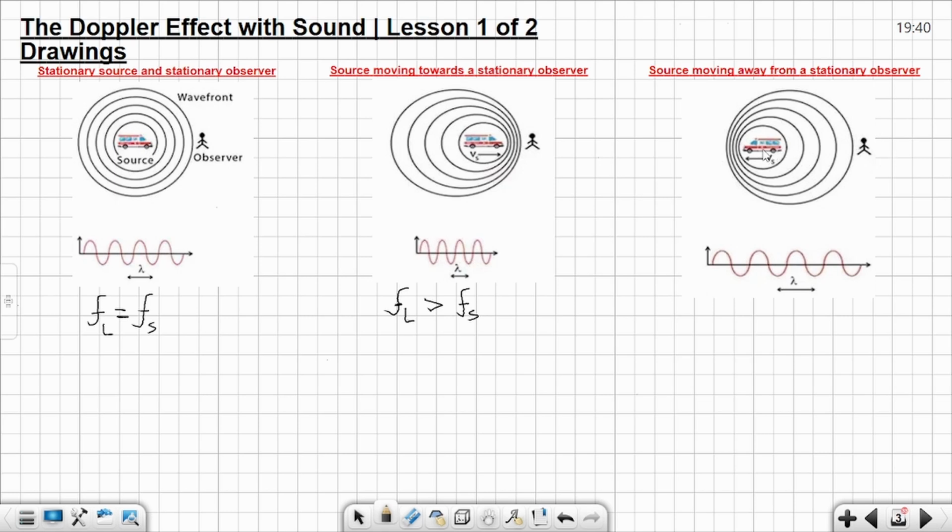Now you can see the compression now is happening in front of the ambulance, but you have the observer at the back of the ambulance. The ambulance is moving away from the observer, and common sense tells you that this observer will perceive a lower frequency as compared to the frequency emitted by the source, being the ambulance. Can you see at the back of the ambulance, the sound waves are elongated, and in front of the ambulance, the sound waves are compressed.